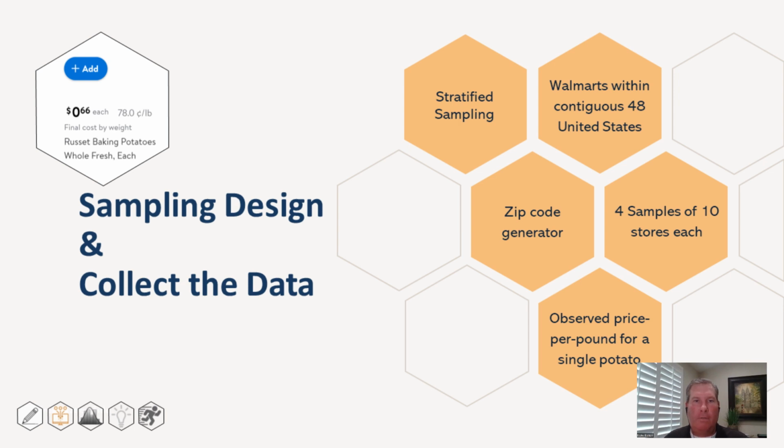We learned that there are Walmarts throughout the contiguous 48 states, and each of them are accessible online to get prices and information. We divided the 48 states into 4 regions and then used a random zip code generator and picked the closest Walmart, then looked up the price per pound of a potato.